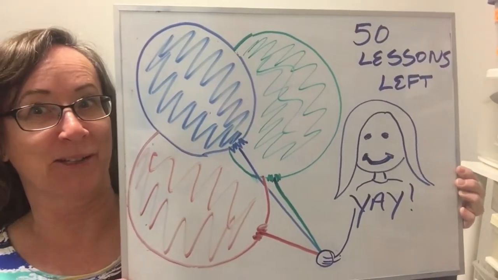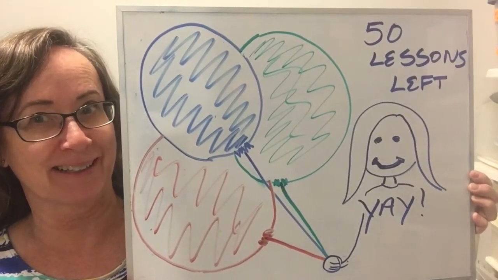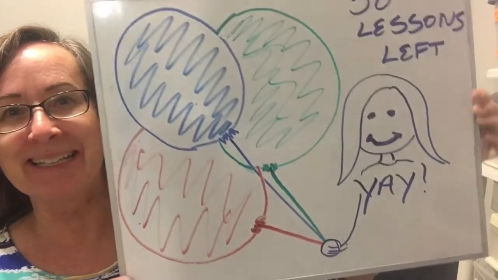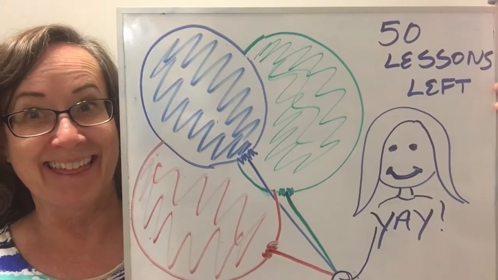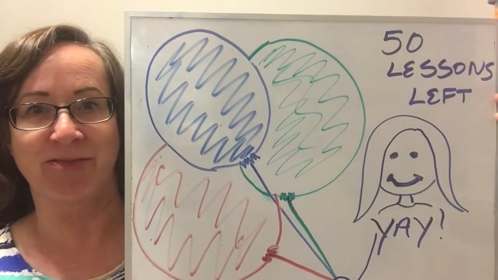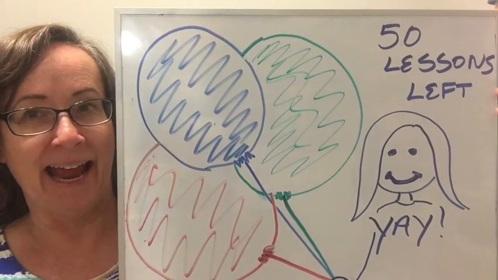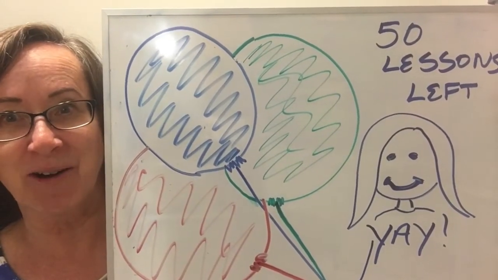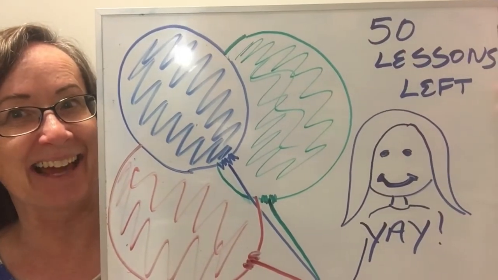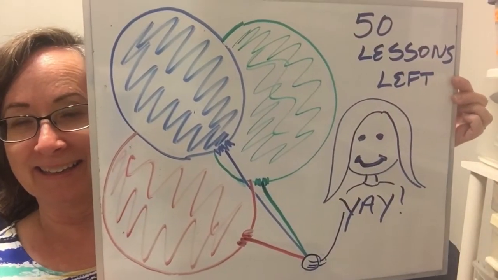Look at the beautiful picture I drew for you. I'm such an artist. Not. But look what it says up here: 50 lessons left. That's all. We have 137 lessons in our book, and the last lesson I taught you was lesson 87. We have only 50 lessons left to finish the school year. I think that's worth a little yippee, don't you? Yay! We have only 50 lessons left. I thought that was pretty cool.